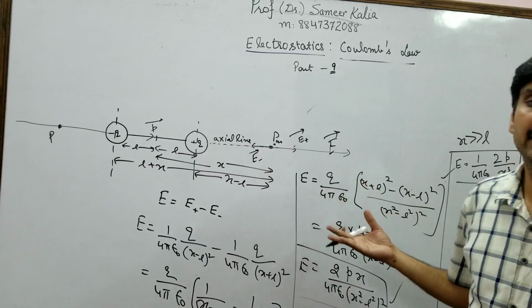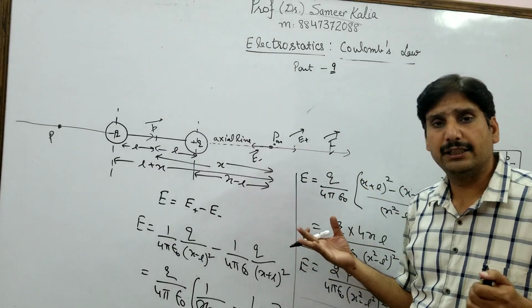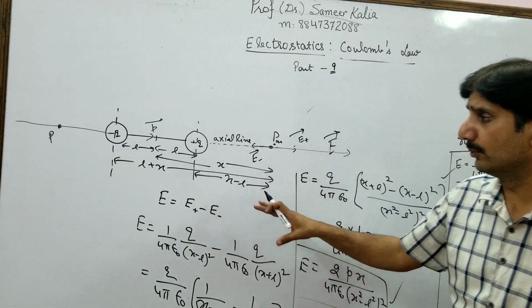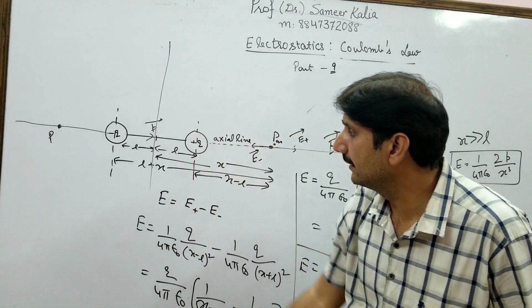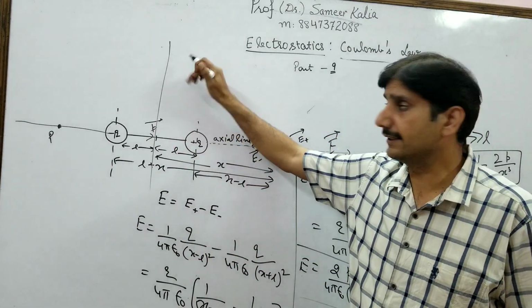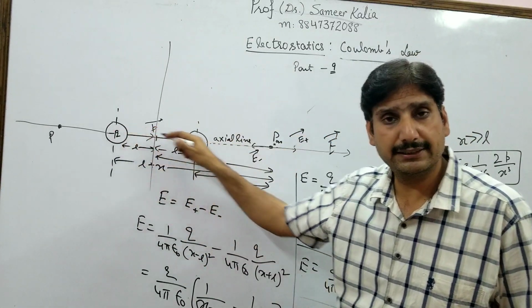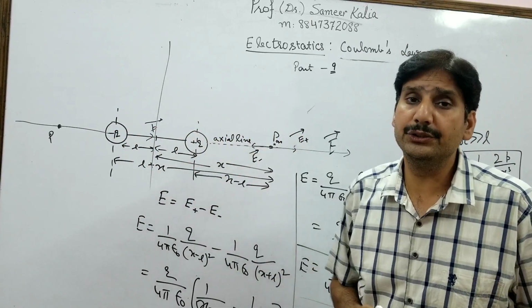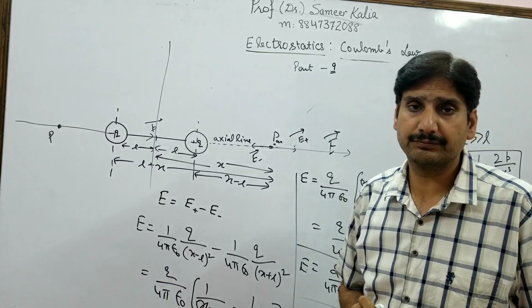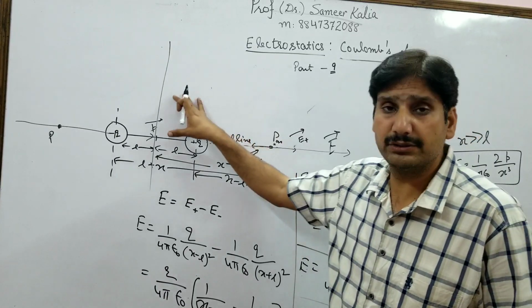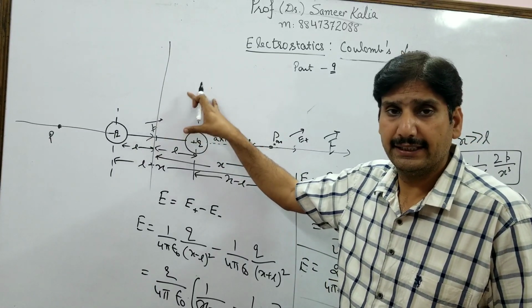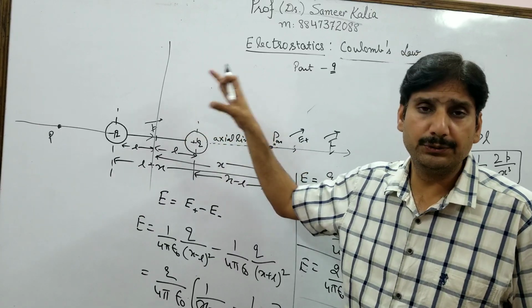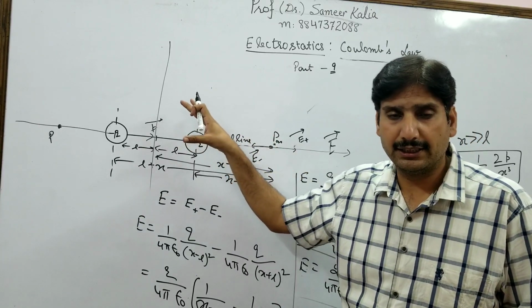Now, in the next topic, I would find out the electric field due to a dipole on its equatorial axis. This line, perpendicular to the length of the dipole, is called its equatorial line. It is also called the neutral axis of the dipole. Why it is called the neutral axis, you will realize when we do the topic of potential.